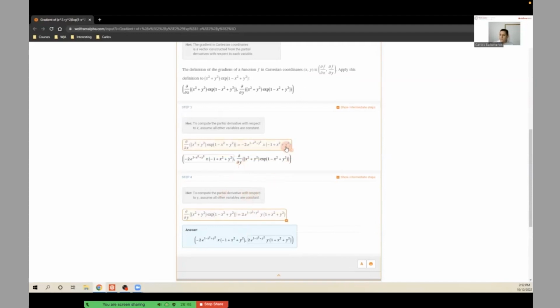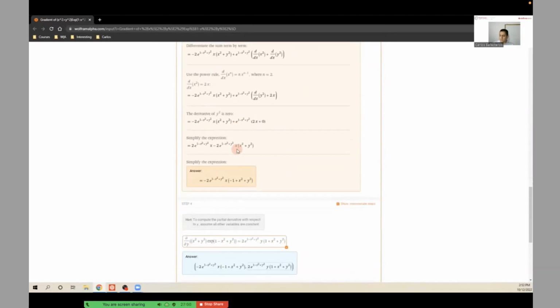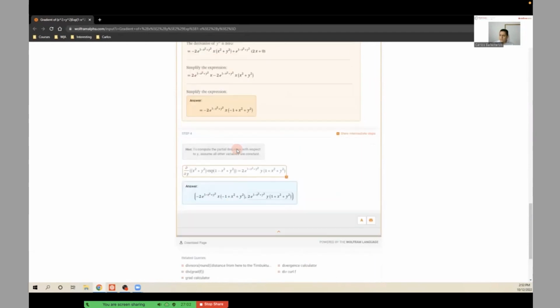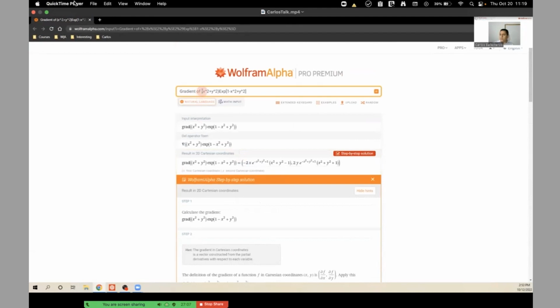As you can see here, we can see the intermediate steps using this button, and we can see how to calculate the partial derivative. This function works for queries like this. Let me change the function. We have one more coordinate.